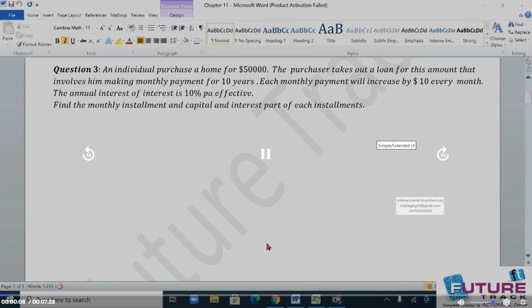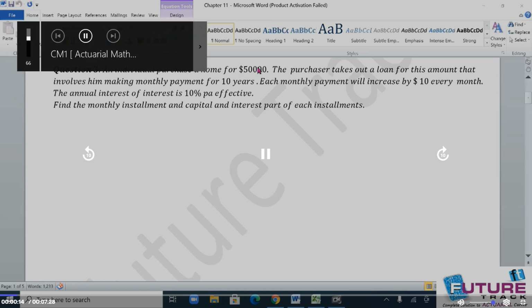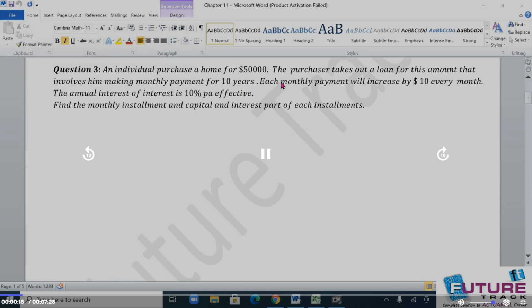So we learn how to solve an increasing loan schedule question. Class, in this question we have a loan amount of 50,000 which is taken for 10 years, and the payments are paid monthly, increasing by 10 every month. We are given the annual effective rate of interest. We have to find the monthly installment and the capital and interest part of each installment.